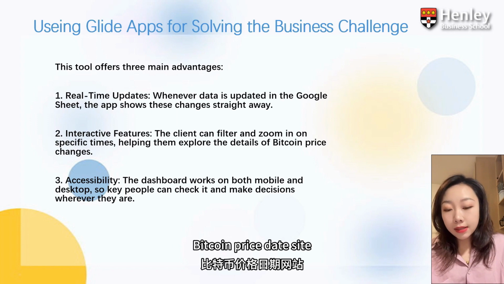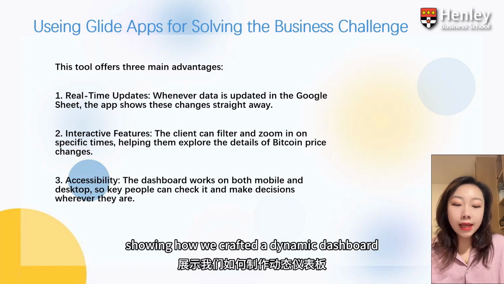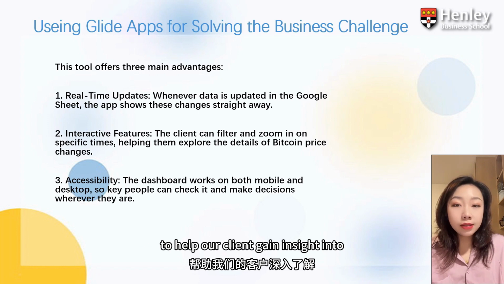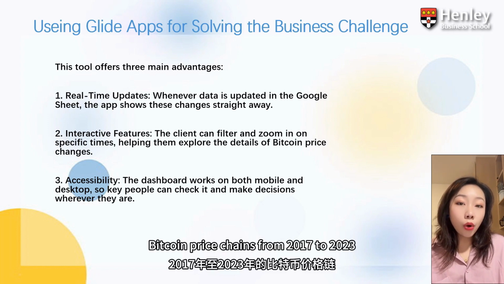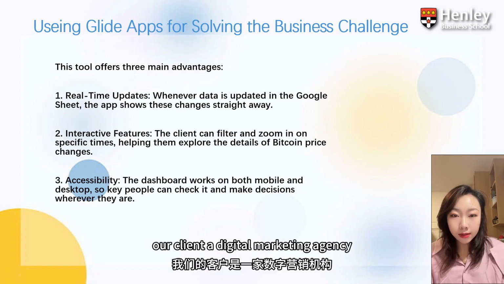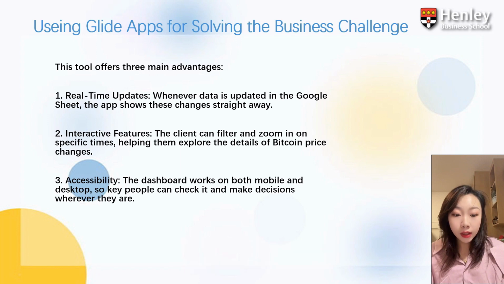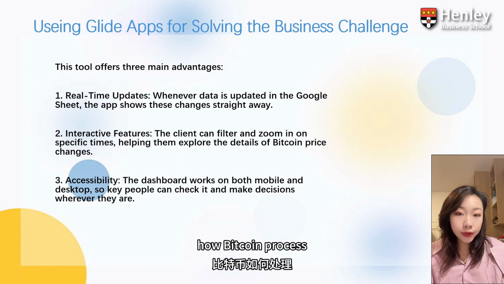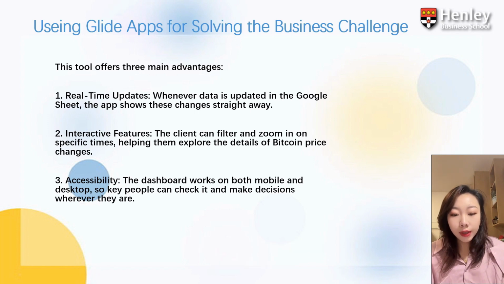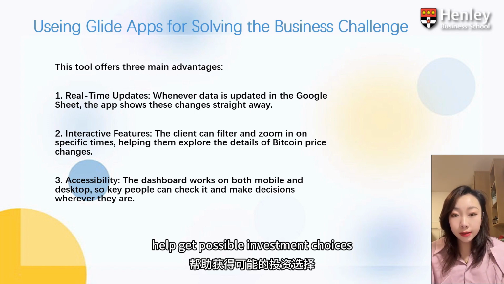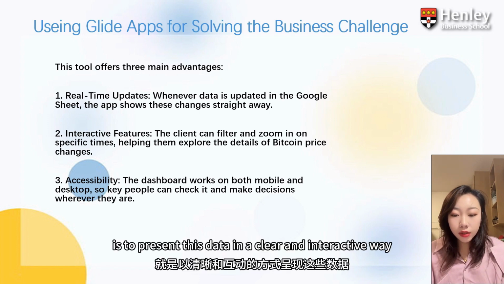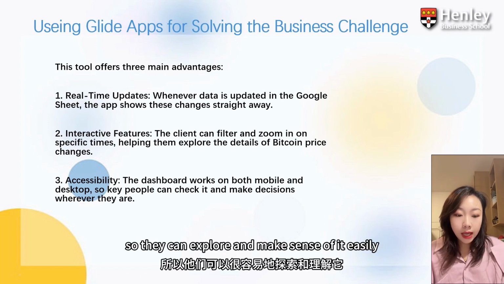Over the next minutes, I will guide you through how we used GlideApps to analyze a Bitcoin price dataset, showing how we crafted a dynamic dashboard to help our client gain insight into Bitcoin price trends from 2017 to 2023. Our client, a digital marketing agency, wants to understand how Bitcoin prices have changed over time to help inform possible investment choices. The main challenge is to present this data in a clear and interactive way, so they can explore and make sense of it easily.